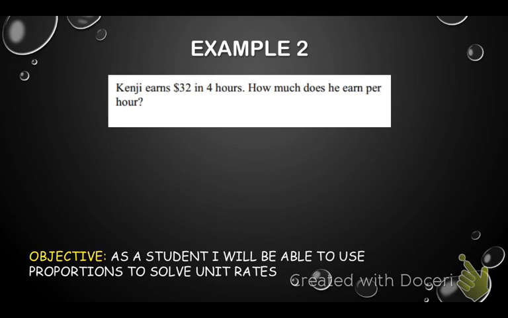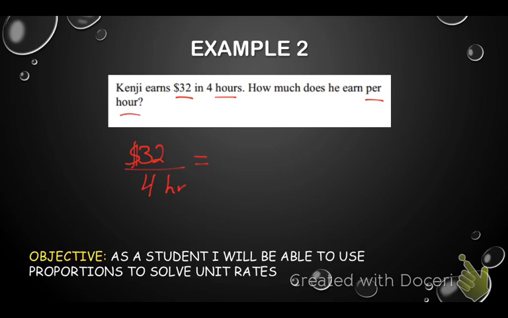It says Kenji earns $32 in 4 hours. How much does he earn per hour? So once again, we're solving for 1 hour. We're going to go ahead and make our ratio. That's $32. Our label is money. And that is 4 hours. Our label is hours.